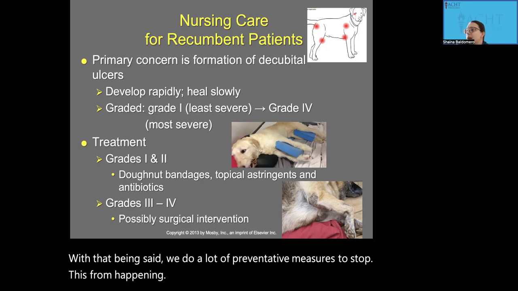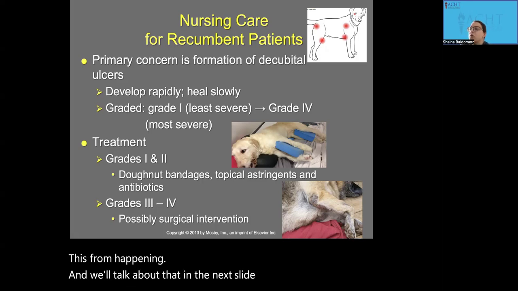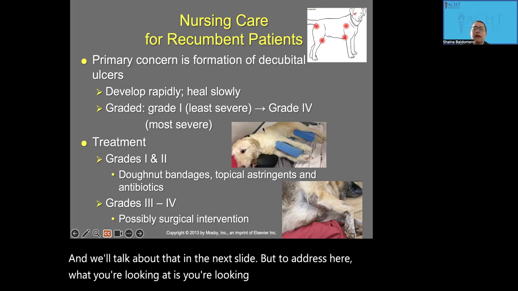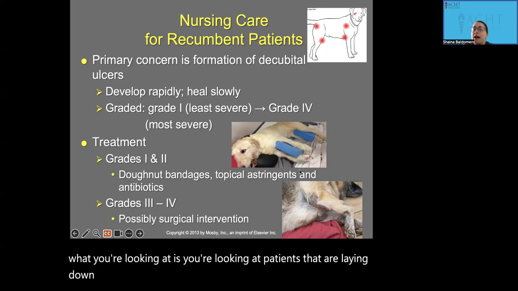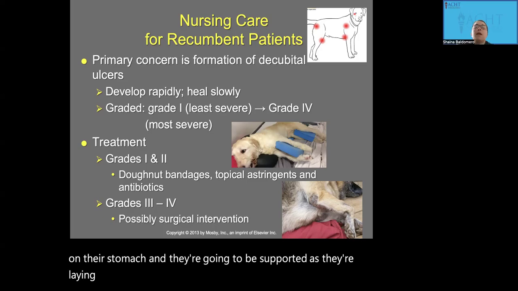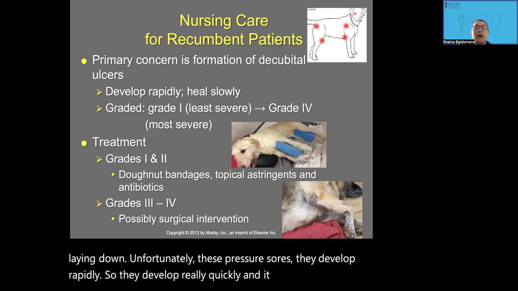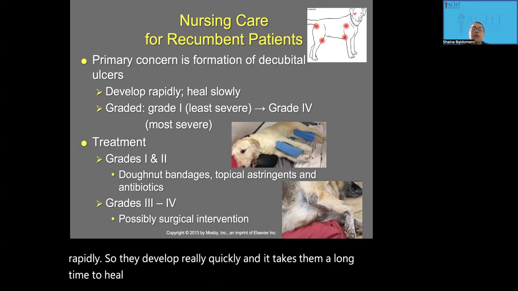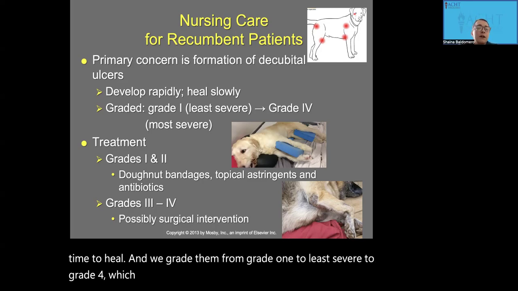And we'll talk about that in the next slide. But to address here, what you're looking at is patients that are laying down, again, lateral on their side, it could be left or right, or sternal on their stomach, and they're going to be supported as they're laying down. Unfortunately, these pressure sores develop rapidly. So they develop really quickly and it takes them a long time to heal. And we grade them from grade 1, least severe, to grade 4, which is the most severe.